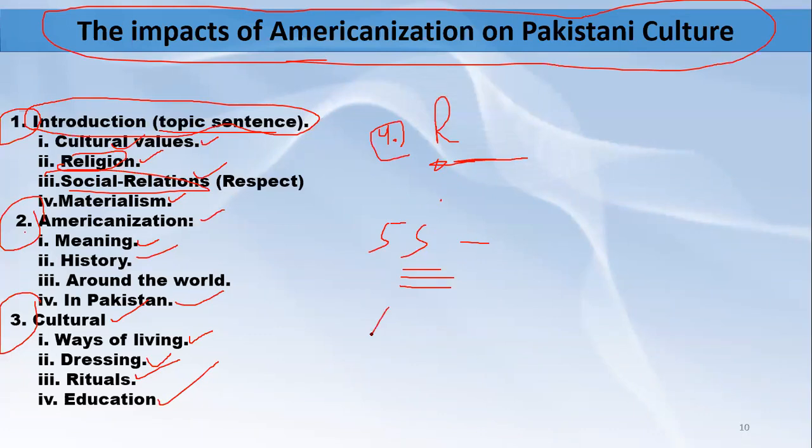The last one is materialism, that it has led to materialism. Now how has it led to materialism? So we may write those points here. And at the end we'll provide a conclusion, or concluding paragraph. In the concluding paragraph, again we will write all those points one by one, three, four, five or six points. So this is how an essay outline looks. Is this clear so far?